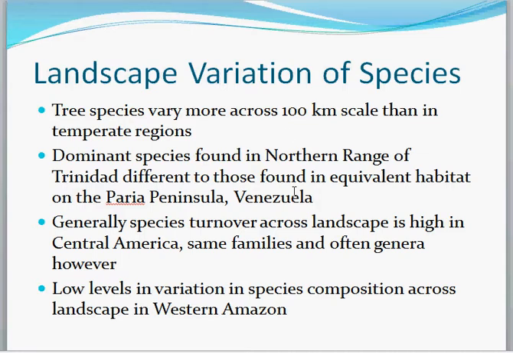The beta scale diversity actually varies quite widely across the different regions of the neotropics. Generally, species turnover across the landscape is high in Central America, okay? But you tend to have the same families and genera, okay? So there tends to be the same genera like Ficus and so on.